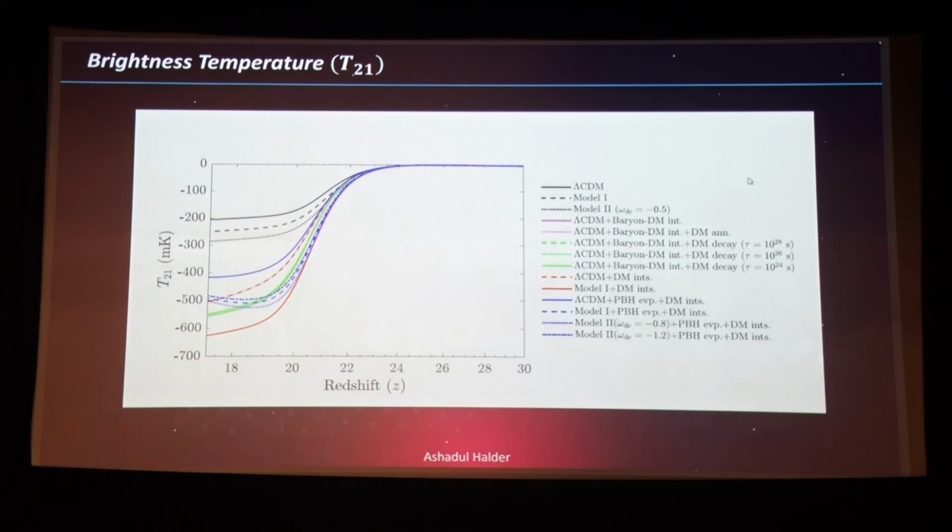However, if we add the baryon dark matter interaction along with that, all of these lines lie within the EDGES limit, that is minus 300 to minus 1000 millikelvin for redshift around z equals 17.2. So we can say that the viscous dark energy model cannot explain the EDGES result alone, without the contribution of baryon dark matter interaction.